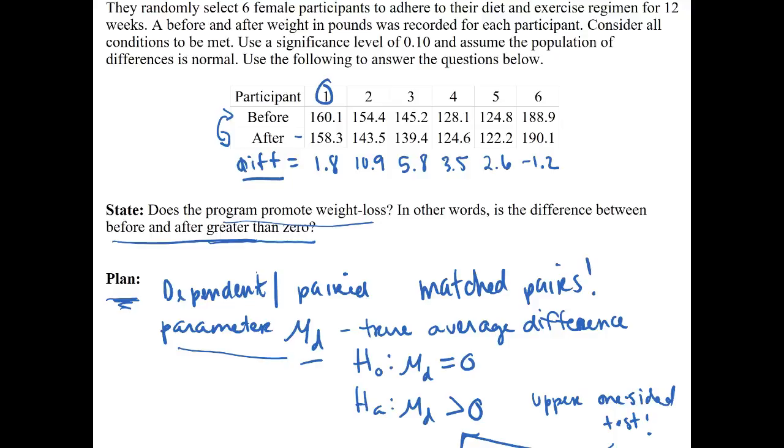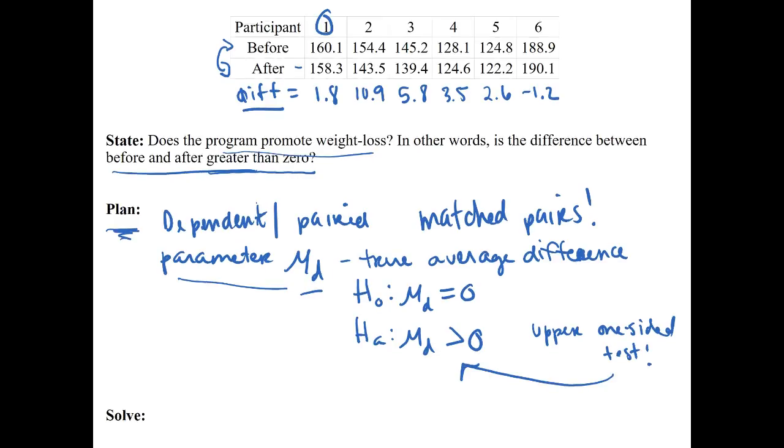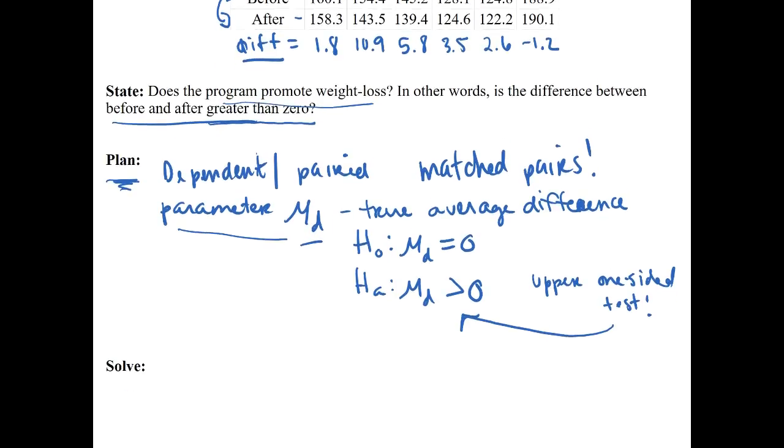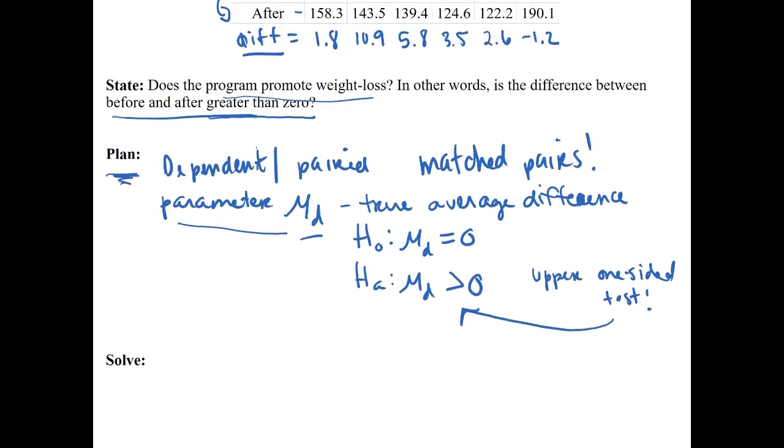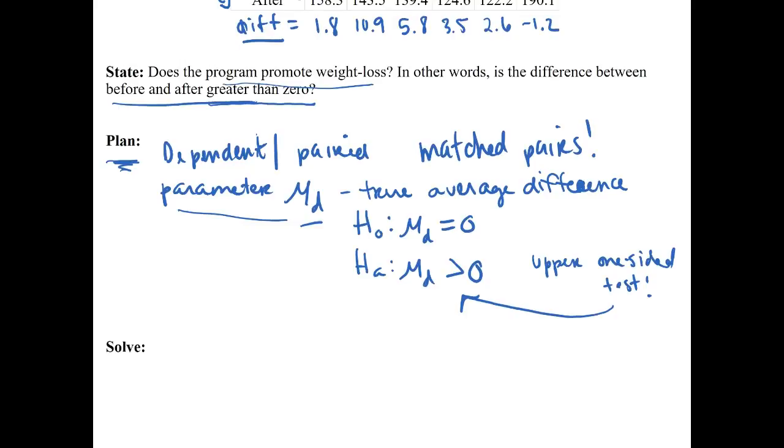So a matched pairs t-test is essentially just a one sample t-test on the differences. So once we take the differences, we can just treat that just like we would a regular data set. So if we want to solve for this, the first thing we need to do is check the conditions really quick. And we can just do this verbally.